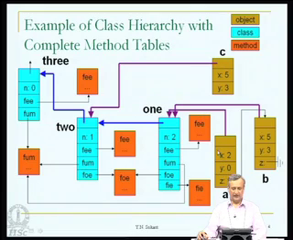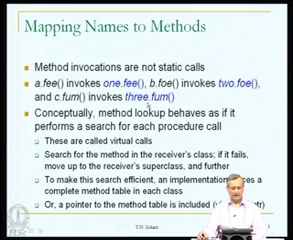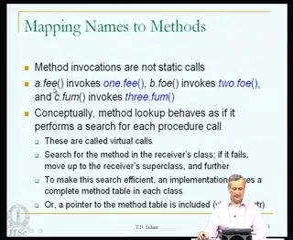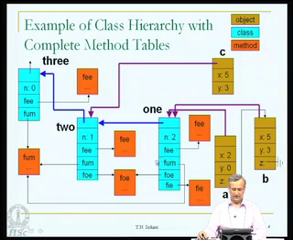So, let us see with this scenario how things work. It should be made clear that method invocations are not static calls. In other words, when we write a dot phi, we do not know which method is being called. In this particular case, when we say a dot phi, it invokes 1 dot phi. The reason is A is an object of type 1 and this invokes 1 dot phi, which is being redefined. Even though phi is inherited from 2, it is being redefined in 1. So, the local phi will be called when we say a dot phi, that is no problem.